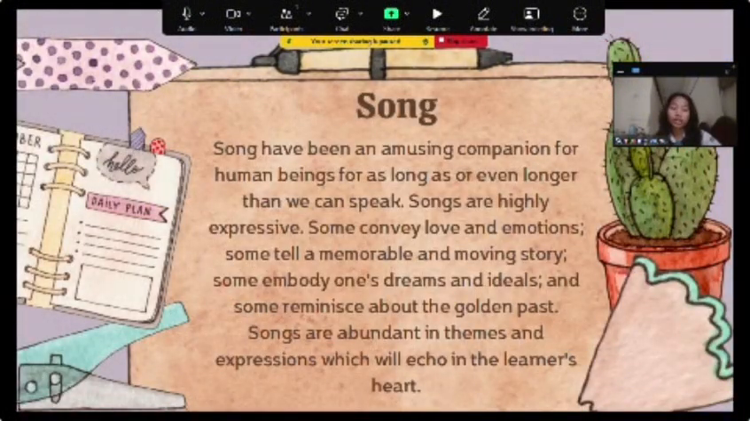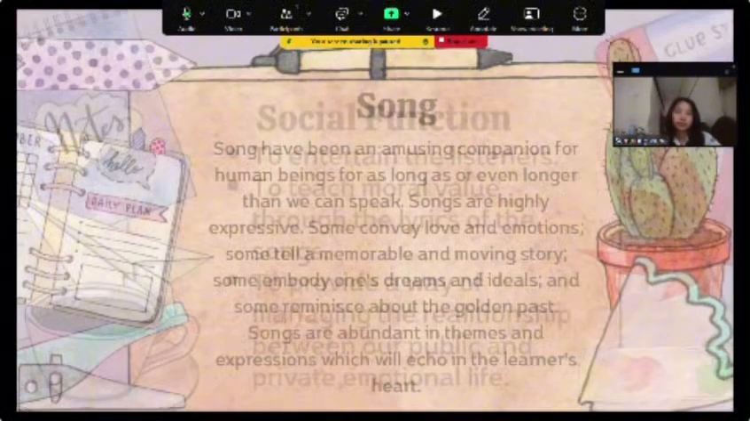And the last material in semester 2 is song. Songs have been an amusing companion for human beings for as long as or even longer than we can speak. Songs are highly expressive. Some convey love and emotions, some tell a memorable and moving story, some embody one's dreams and ideals, and some reminisce about the golden past. Songs are abundant in themes and expressions, which will echo in the learner's heart.